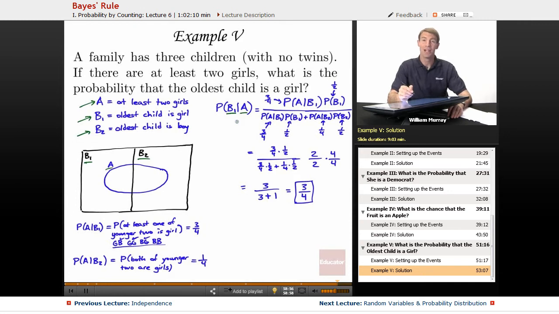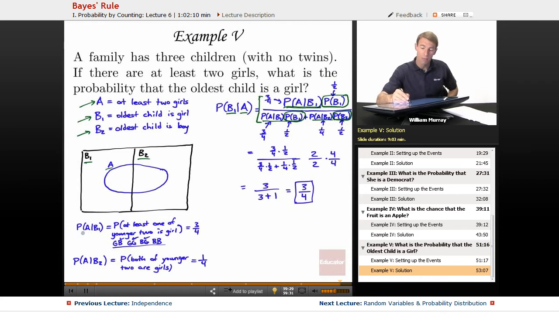And then using my Bayes formula for 2 events, this is copied off the second slide of the lecture. You can go back and just look up this formula. That expands into A given B1 times B1, over A given B1 times B1 plus A given B2 times B2. And I wanted to fill in those probabilities, and that's probably the trickiest part here. The probability of B1 is the probability that the oldest child is a girl. No problem, that's 1/2. And the probability that the oldest child is a boy is also 1/2.